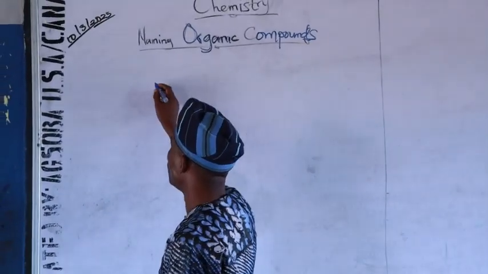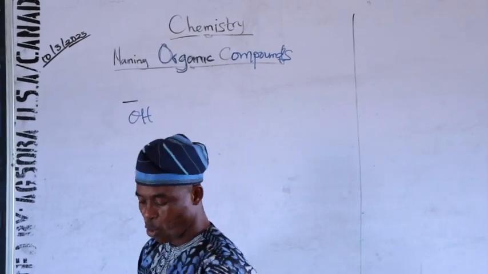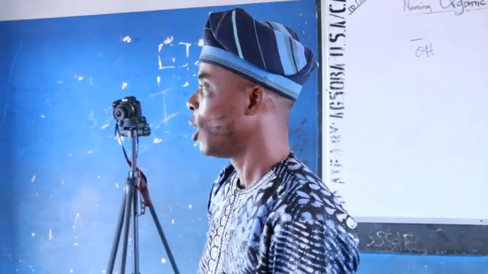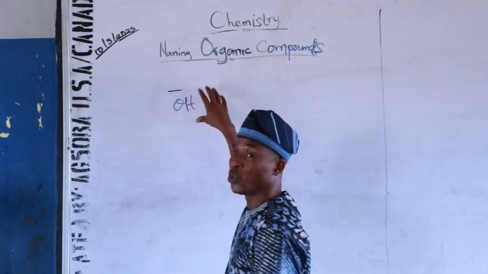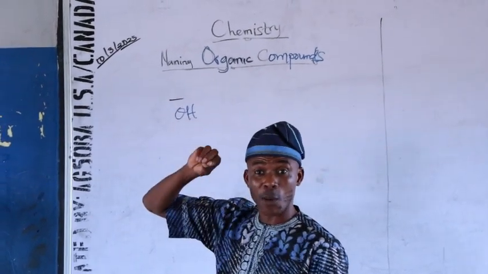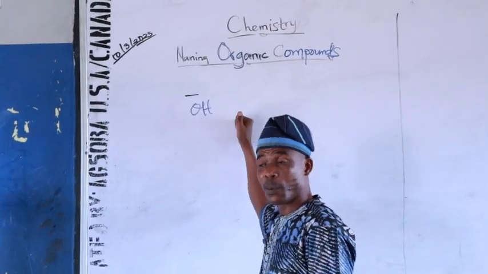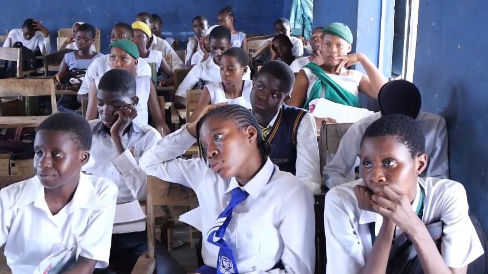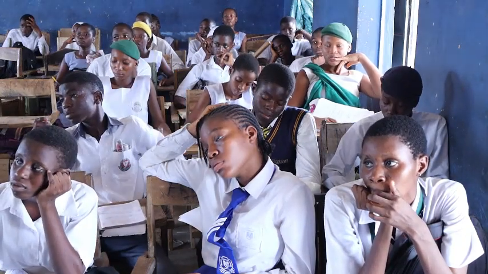Functional group would be bond or group of atoms, and this is common to a particular homologous series and it determines the chemical properties of the series. So if you know the functional group, you will know the homologous series to which a particular compound belongs, and it's where you can name the organic compound. For example, if a hydrocarbon contains carbon to carbon single bond, such a hydrocarbon is referred to as alkane.